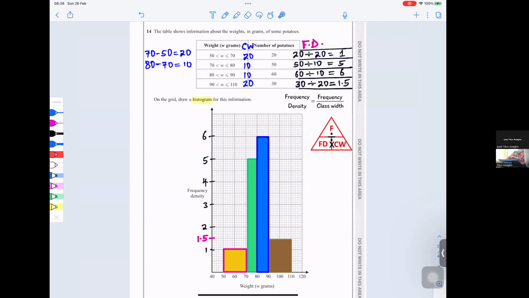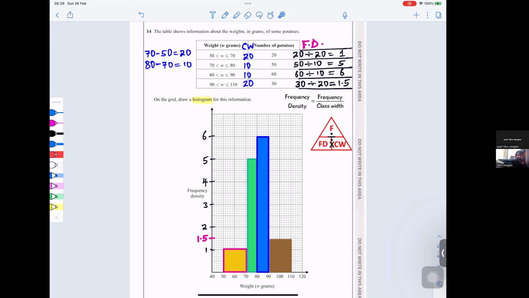Question number 14. The table shows information about the weights in grams of some potatoes. The weight in grams, between 50 and 70 grams, there were 20 potatoes. Between 70 and 80 grams, there's 50 potatoes. On the grid, draw a histogram for this information.